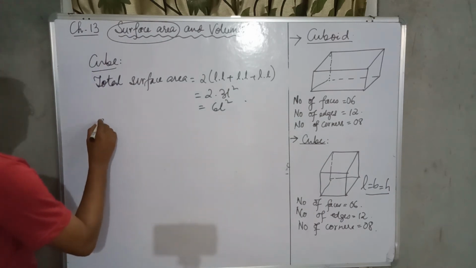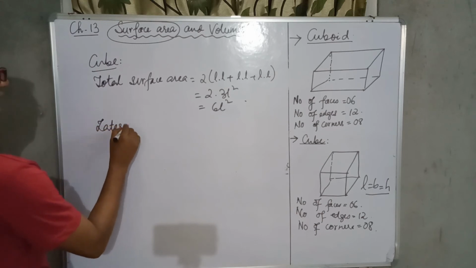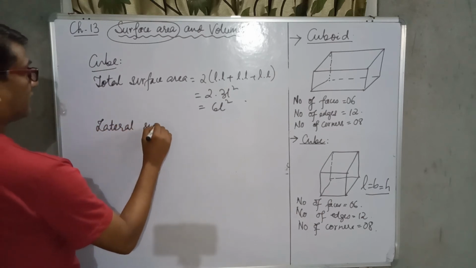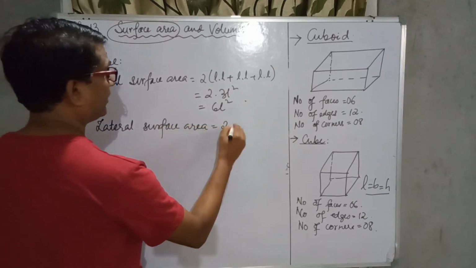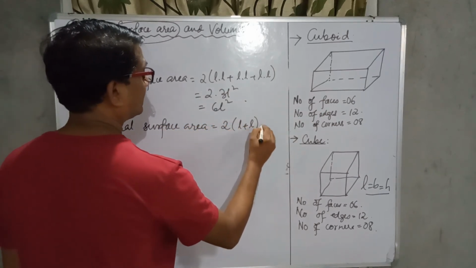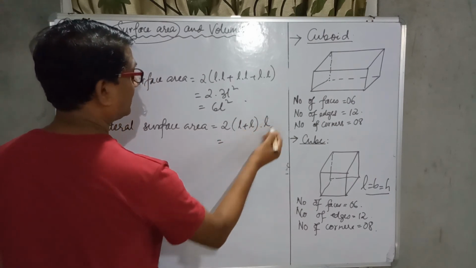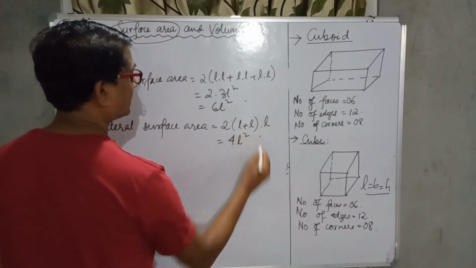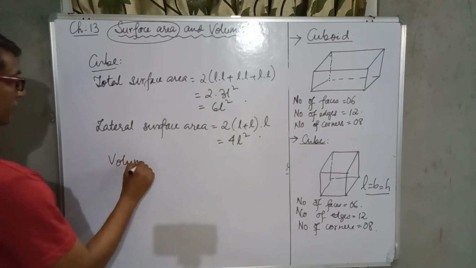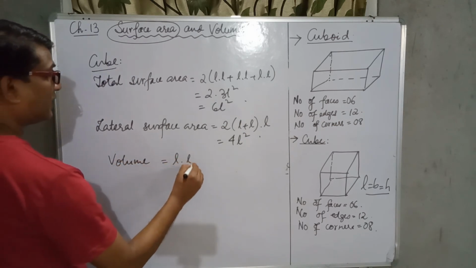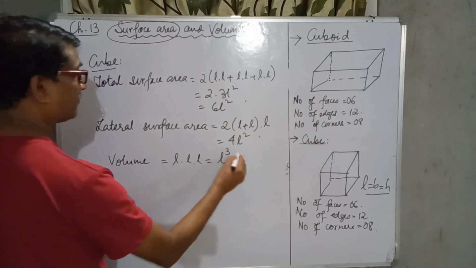And lateral surface area? That is 2 into (L plus L) into L. 2L into L, 4L square. Lateral surface area is 4L square. And volume, what is volume? L into L into L, that is L cube.